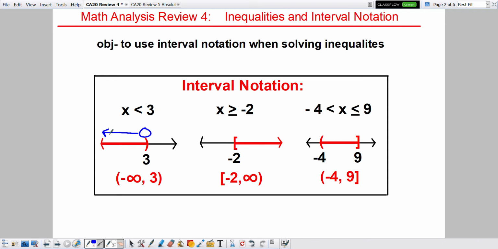And so on the left is negative infinity. The arrow goes all the way to negative infinity. And so what we have for this interval notation is we have our left boundary, and so there is no left endpoint. It goes forever. It goes to negative infinity, and it can go all the way up to 3, but not including 3. So this is your right boundary.